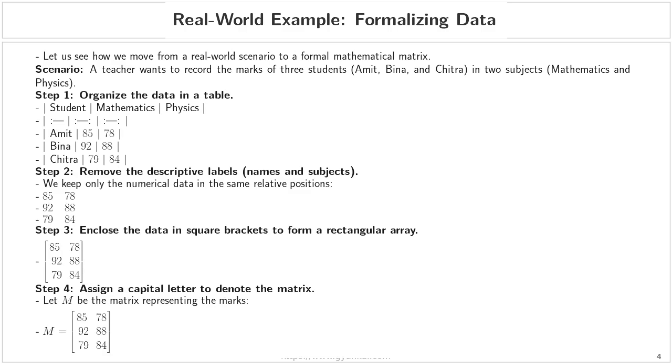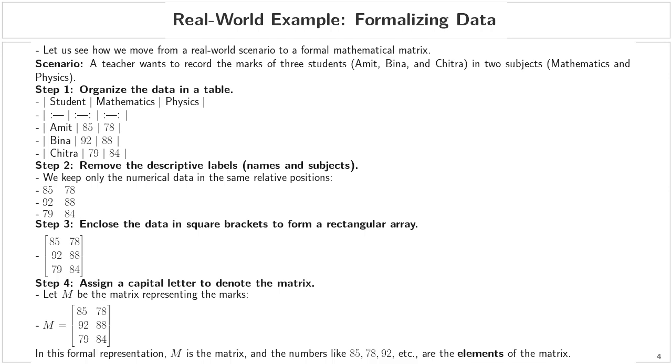Finally, in step 4, we assign a capital letter to denote the matrix. Let us use the capital letter M to represent this Marks matrix. We would write this as capital M equals the matrix containing 85 and 78 in the first row, 92 and 88 in the second, and 79 and 84 in the third.